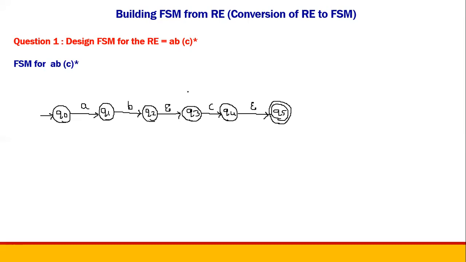Now this is the start state for my C star. So from here you can move on to Q5 directly upon reading epsilon. Okay, so this part is for C star now. And then from Q4 I can read Q3 upon epsilon, because I can read any number of C's now. So this will be my FSM for the regular expression AB C star.